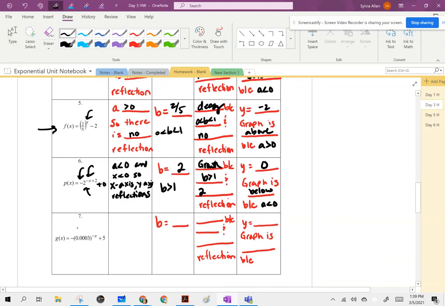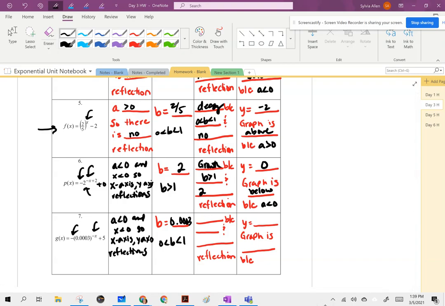All right, so here we go. We have A and the X. A is less than 0 and X is less than 0, so we have the x-axis and the y-axis reflections. B is 0.0003, which means B is in between 0 and 1. Normally that would be a decay, but with two reflections, you still end up with decay.